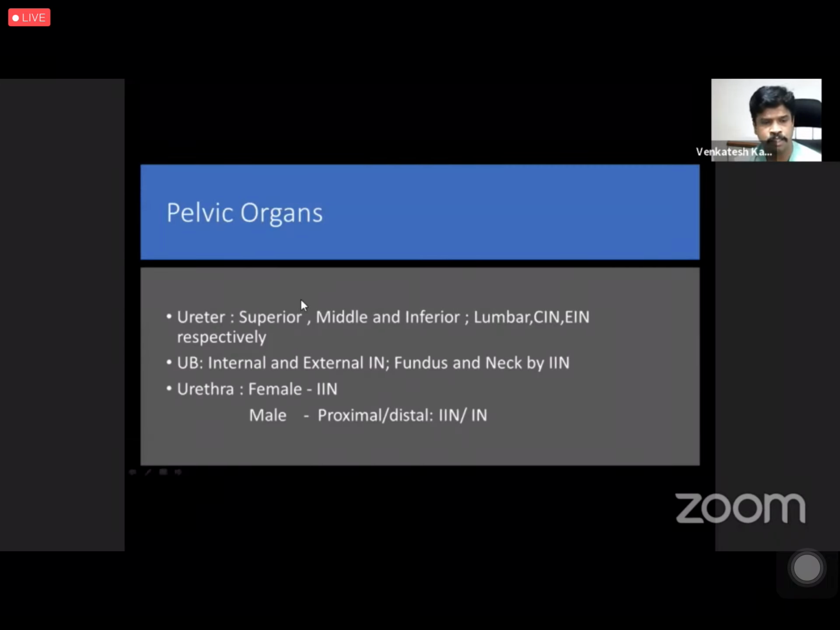If you take the rest of the pelvic organs, the ureter is classified into superior, middle, and inferior parts. We know that the abdominal part of the ureter drains into the lumbar group of lymph nodes. The middle part of the ureter drains into the common iliac nodes, and the inferior part of the ureter drains into the external iliac nodes. The urinary bladder drains into the internal and external iliac nodes, particularly the internal iliac node drains the fundus and the neck region. In the case of the urethra, in the female, it drains into the internal iliac nodes, and the male is further classified into proximal or distal. The proximal group drains into the internal iliac nodes, while the distal group drains into the inguinal group of lymph nodes.